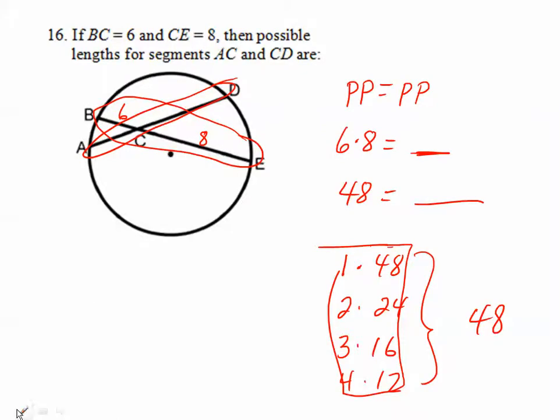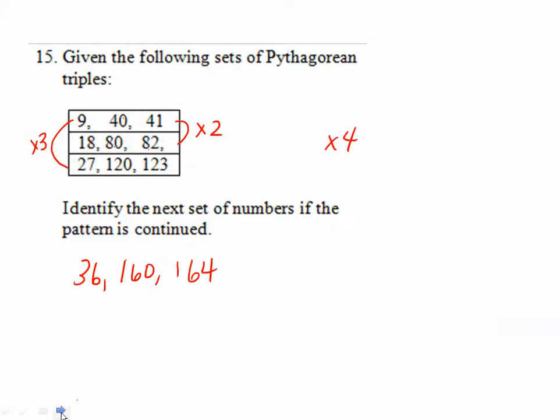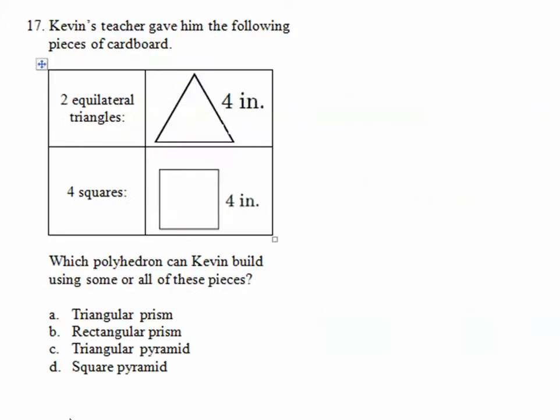Kevin's teacher gave him the following pieces of cardboard. We have 2 equilateral triangles and 4 squares. So which polyhedron can Kevin build using some or all of the pieces? Well, we know that we're either going to have a prism or a pyramid because those are our only choices. So for a prism, we have 2 bases and 4 rectangular faces that connect them.